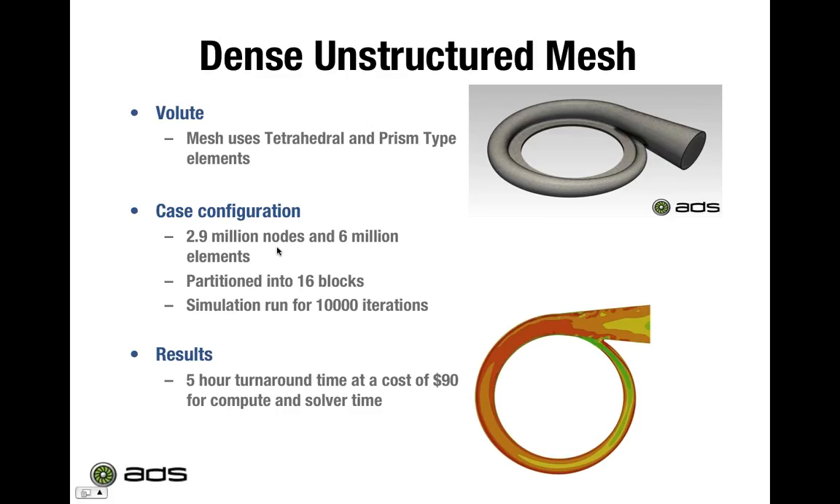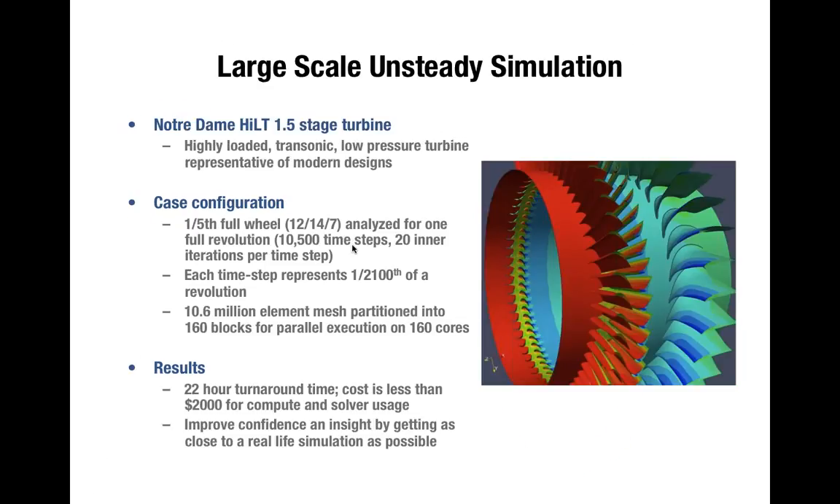Okay. So for this case, what we did is it's about 6 million elements. We partitioned it into 16 blocks and we ran it for 10,000 iterations. The turnaround time for this particular simulation was 5 hours, and the total cost was $90 for both compute and solver time.